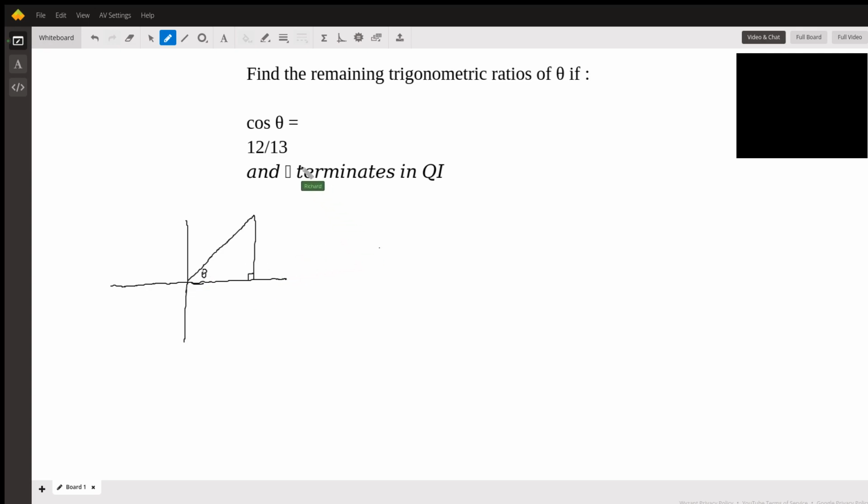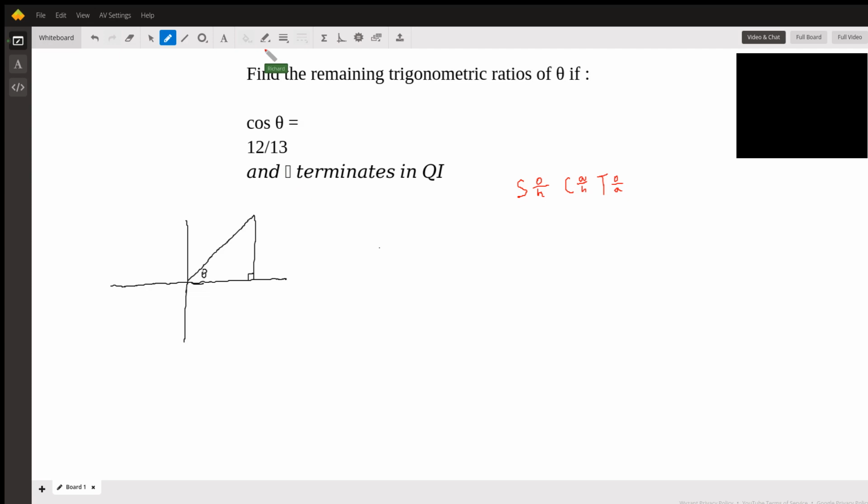And we have a cosine of 12/13. So we're going to be using SOHCAHTOA throughout this problem. So I'm just going to change colors here, and write SOHCAHTOA. This is how I prefer to write it. You'll see why in a minute. Okay, so the sine is opposite over hypotenuse, the cosine is adjacent over hypotenuse, the tangent is opposite over adjacent.